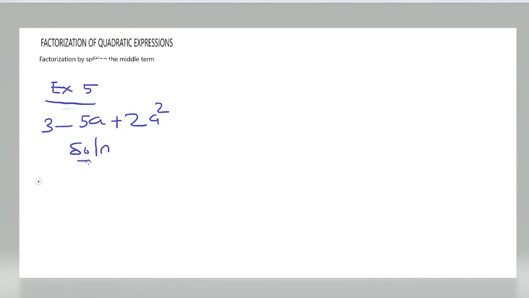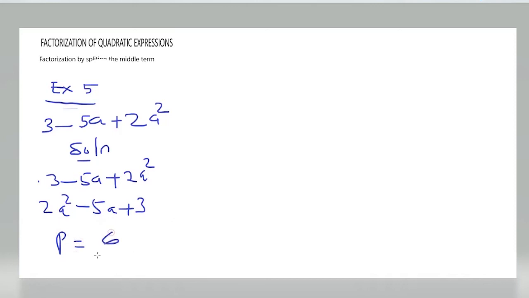Now solution, copy 3 minus 5a plus 2a squared. Now arrange it properly, because you should start with the highest coefficient to the lower. Then this one will equal 2a squared minus 5a, then plus 3. Now think of a product of numbers. Then product is 2 times 3 is 6, and sum is negative 5.